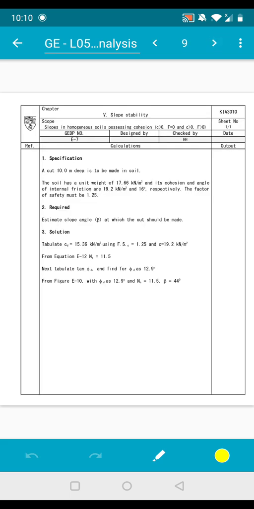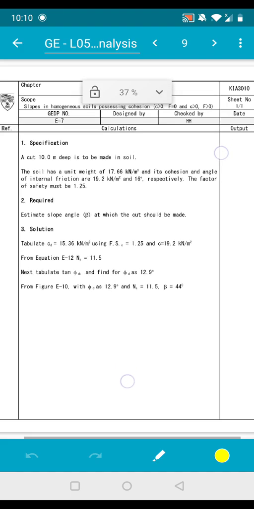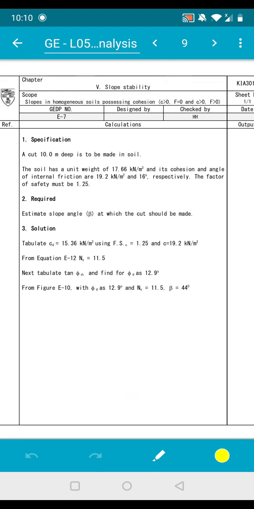And let's look at the next problem, E7. A cut 10 meters deep is to be made in soil. The soil has a unit weight of 17.66 kN per meter cube, and its cohesion and angle of friction are given as 19.2 kN per meter square and 16 degrees respectively. The factor of safety must be 1.25. So the factor of safety is given as 1.25, and what is required is to find your slope angle.